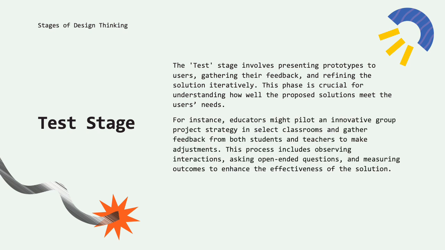For instance, educators might pilot an innovative group project strategy in select classrooms and gather feedback from both students and teachers to make adjustments. This process includes observing interactions, asking open-ended questions, and measuring outcomes to enhance the effectiveness of the solution.